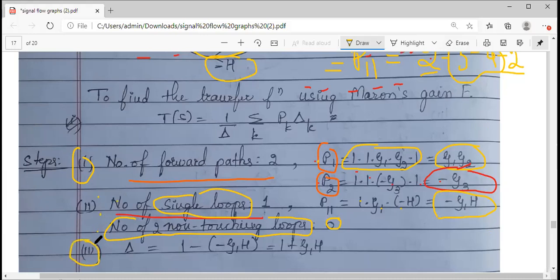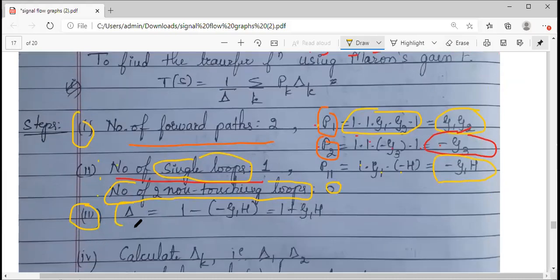Then coming to the third step, you have to calculate the delta. So what is delta? Delta is equal to 1 minus, plus, with alternating signs. So the formula is 1 minus the sum of gains of individual loops. How many single loops do you have? You have only one. That too it is minus G1 into H. So there is no question of a sum, you have just one. So directly take that as minus G1 into H.